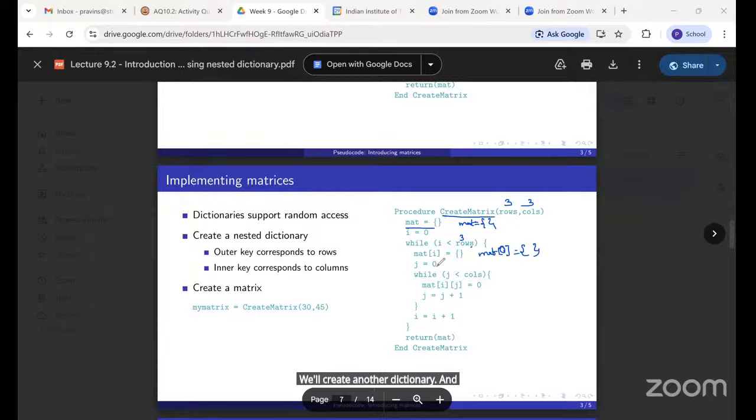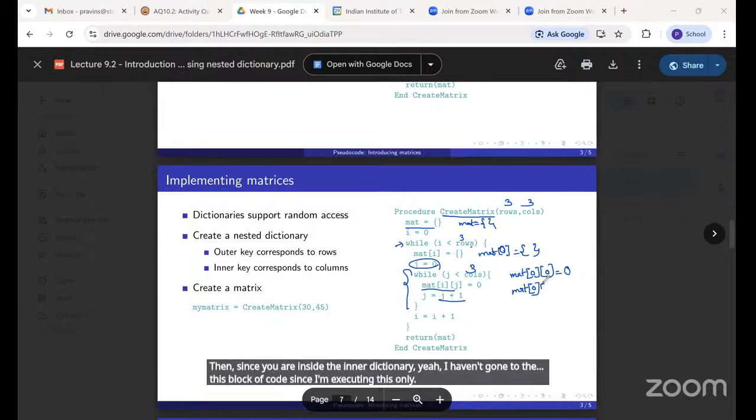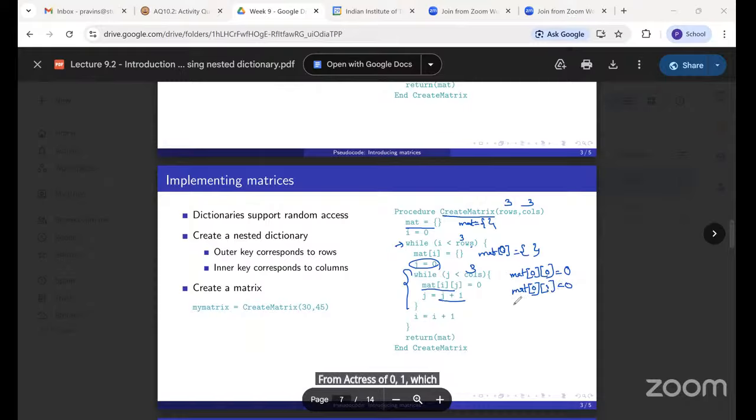And once you create another dictionary, you are again going to set a key value based on the columns. So this will set an inner key value. For example, the matrix of 0, inside again there will be a 0, since I initialize j also equal to 0. Next time you are just incrementing j as plus 1. Since you are inside the inner dictionary, I haven't gone to this block of code, since I'm executing this only. So matrix of 0, 1, which will also be 0, and matrix of 0, 2, which will also be 0.